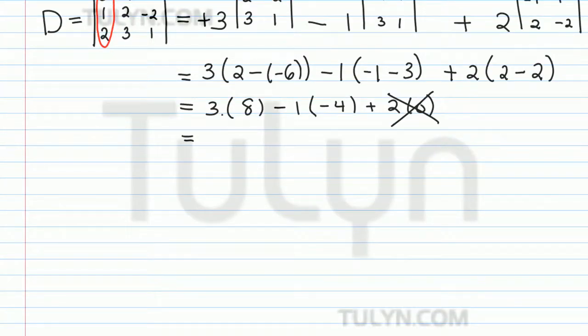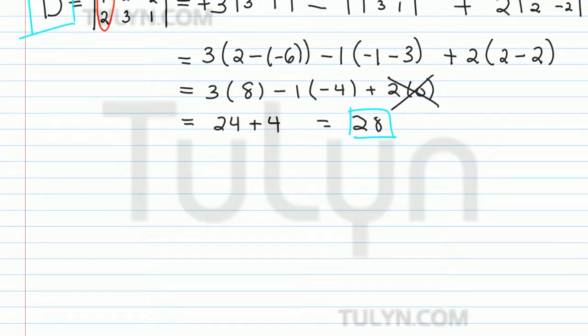So simplifying, again, 3 times 8 is 24. And then minus 1 times negative 4 is the same thing as positive 4. So for D, we end up getting 28. And I'm going to box 28 just so that I can keep track of what I'm doing here.